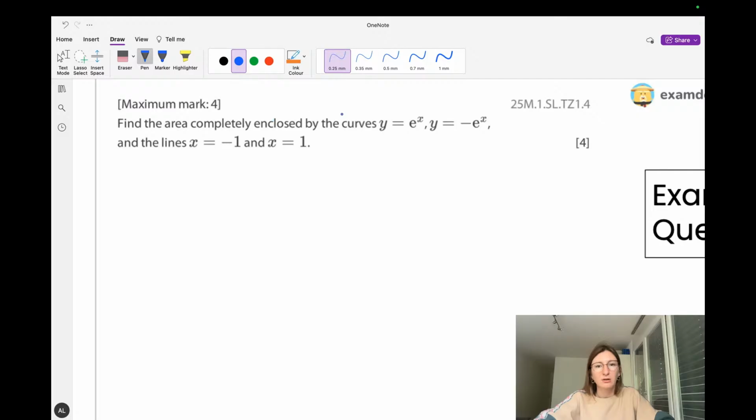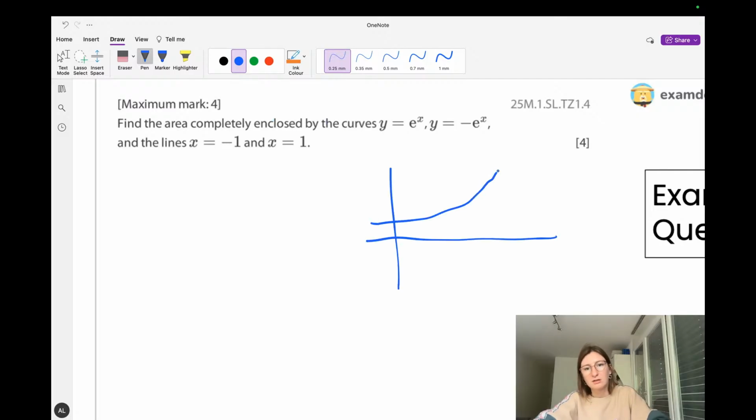Find the area enclosed by the curve. So I'm just going to draw a rough sketch of the curves, e to the x minus e to the minus x, and between minus 1 and 1. So let's say minus 1 is there. I don't know, let's say 1 is there. So we want the area between the curve between there and there. So that's this area.